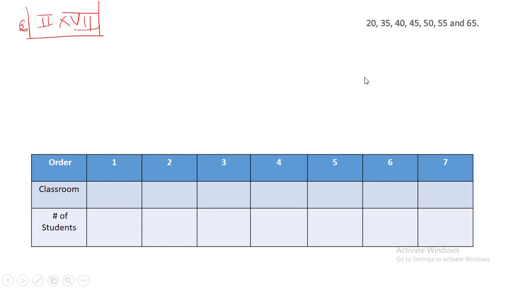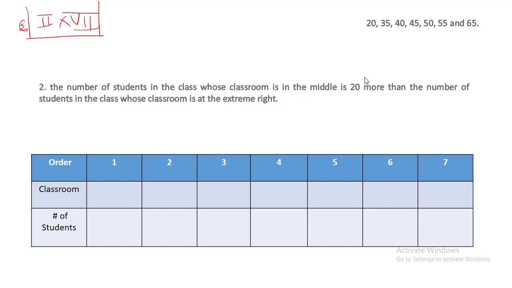Now second point, the number of students in the class whose classroom is in the middle is 20 more than the number of students in the class whose classroom is at the extreme right. Now again we cannot exactly represent this information in our table, but what we can do is find some possibilities for this condition. So if we cannot represent the condition exactly in the table, we can always have the possibilities which we can use later on. So the difference between these 2 classrooms is 20, and this is 20 more than this particular classroom. We just need to find the 2 numbers having difference 20.